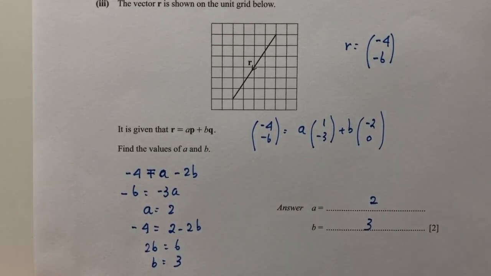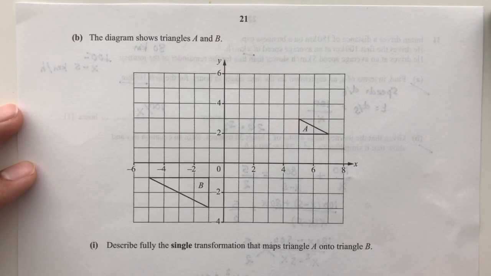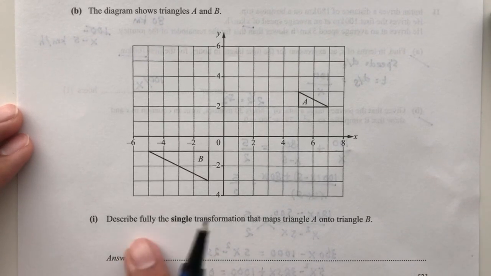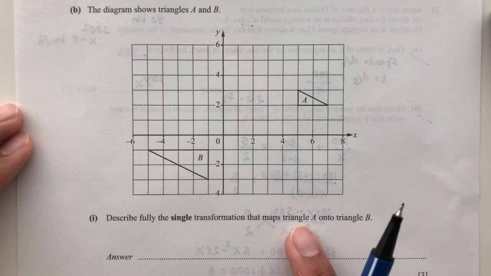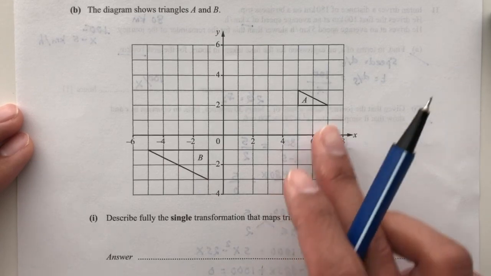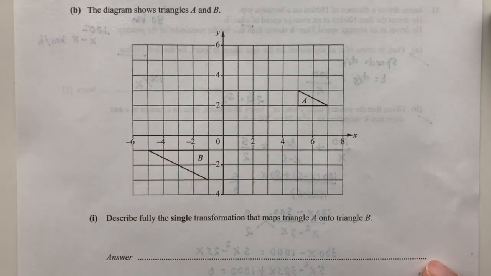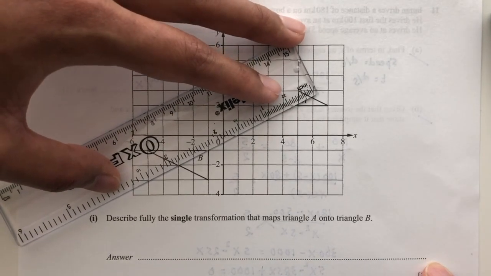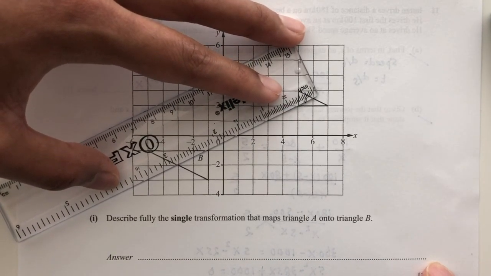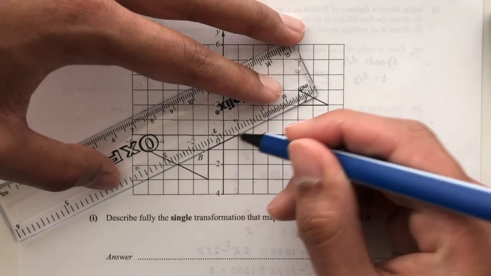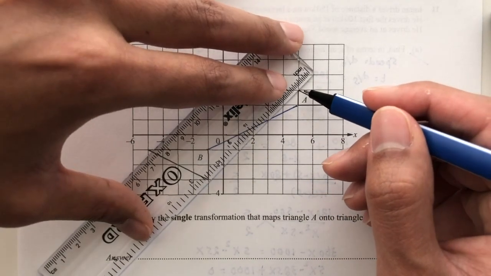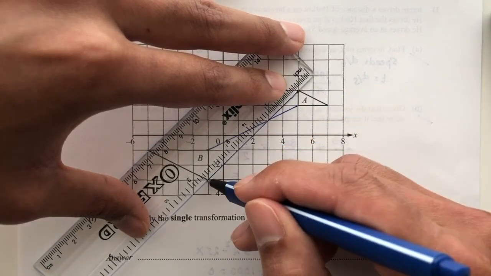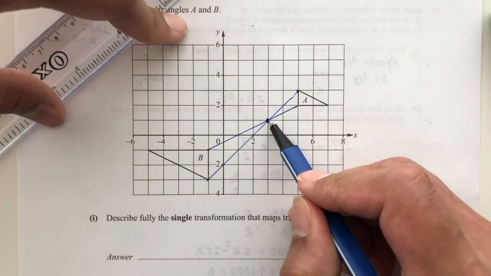That is part 1. Now moving on to part B, we have these two triangles, triangle A and triangle B. Part 1, describe fully the single transformation that maps A onto B. Since you see the sides have changed, it has to be an enlargement. To find the center of enlargement, you have to join the corresponding points. This point became this point, and this one became this one. So in this case, the center of enlargement is this point.